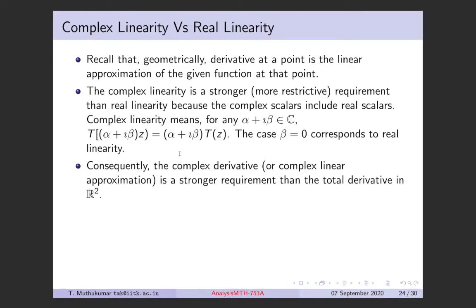This basically means that when we give a notion of derivative in the complex plane, we are looking for a complex linear approximation to the complex function at any point. Now that is a stronger requirement than asking for the total derivative of the same function in R2, right? Because complex linear is a much more restrictive condition. So looking for a complex derivative is a stronger requirement.